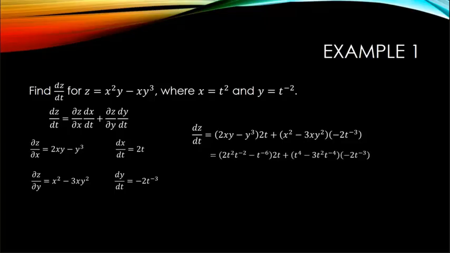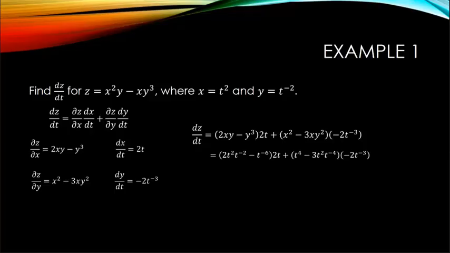Now I plug in t squared for x and t to the negative 2 for y. I get the quantity 2t squared times t to the negative 2 minus t to the negative 6, all times 2t, plus the quantity t to the fourth minus 3t squared times t to the negative 4, all times negative 2t to the negative 3.